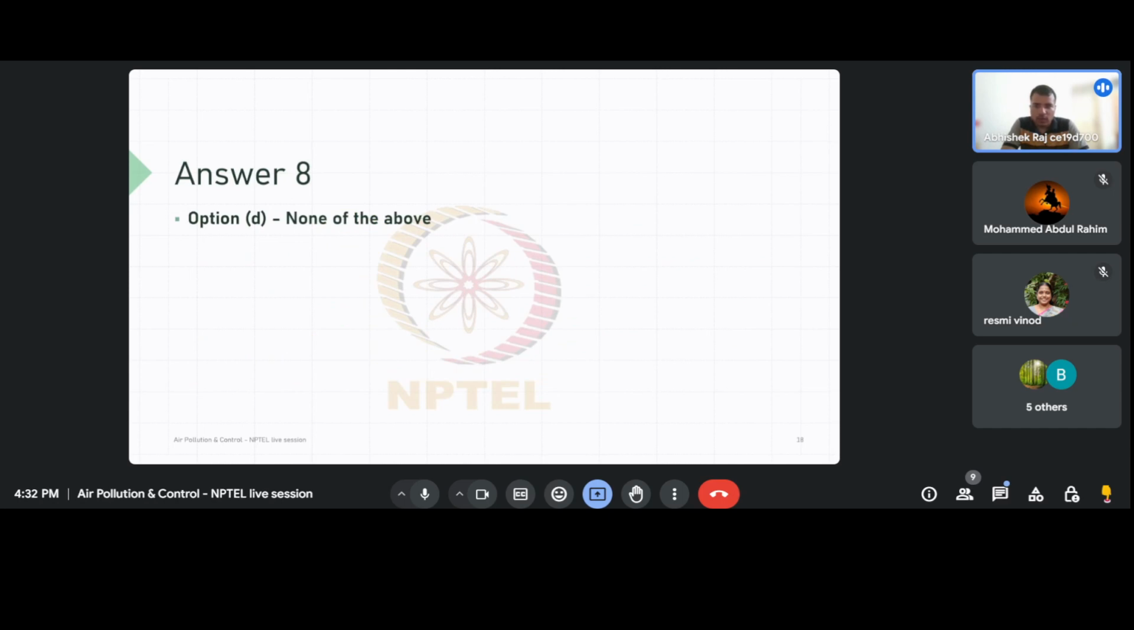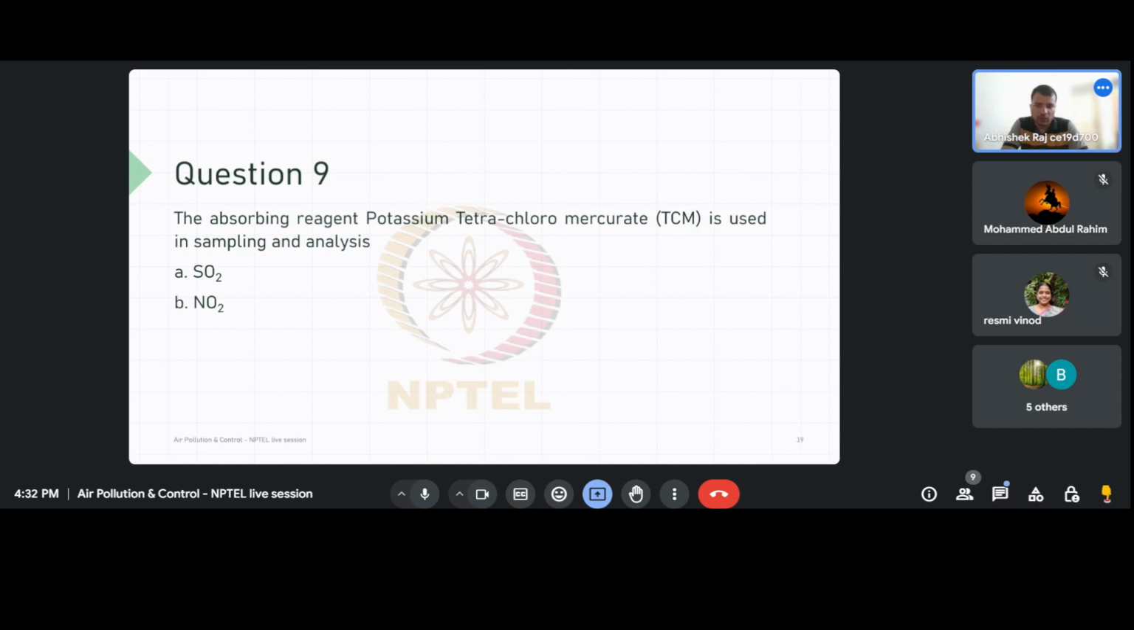Moving to question number 9 now. Absorbing reagent potassium tetrachloromercurate is used in sampling and analysis of SO2, NO2, CO, and ozone.